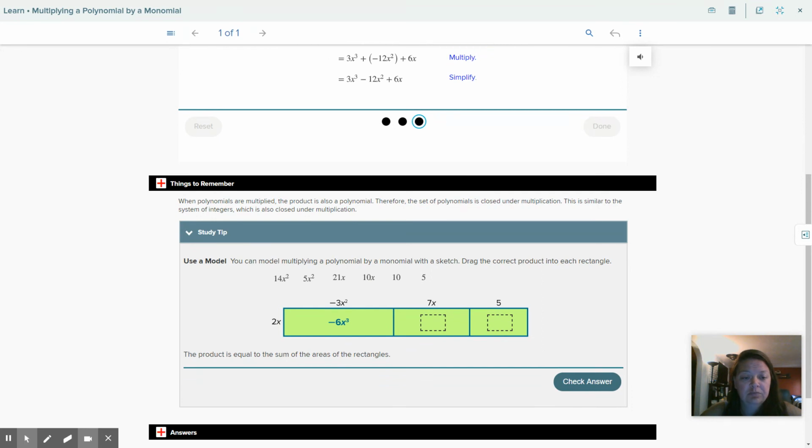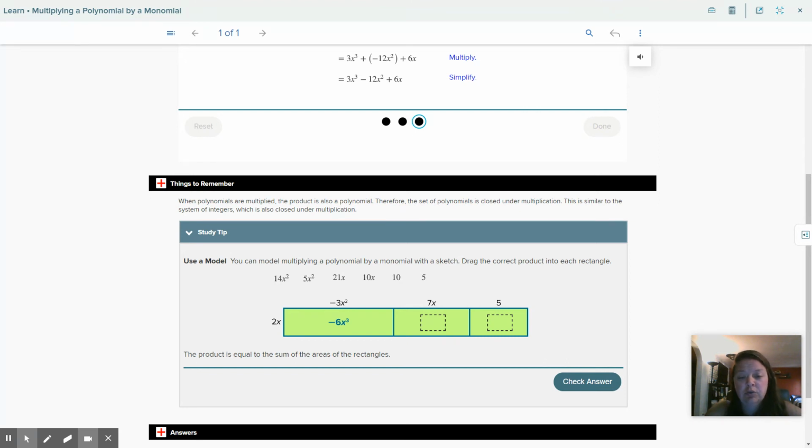Use a model. Sometimes when you are multiplying these out, it helps to draw a picture. You can use a model multiplying a polynomial by a monomial with a sketch. Drag the correct product into each rectangle. So what they want us to do is, they've done the first one for us. They have negative 3x squared multiplied by 2x, which is negative 6x to the third.